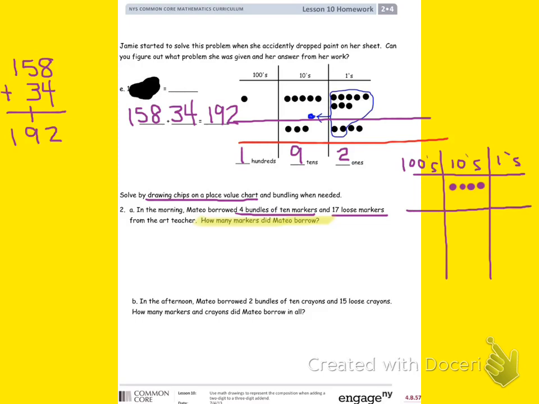Now the next thing it says is that there were 17 loose markers. Loose means they're not bundled up. So I'm going to put all 17 in the ones column. When I'm drawing them though, I'm going to make sure that there are only 5 in each row. 1, 2, 3, 4, 5, 6, 7, 8, 9, 10, 11, 12, 13, 14, 15, 16, 17. Okay, now I'm going to draw my equals line using a different color.